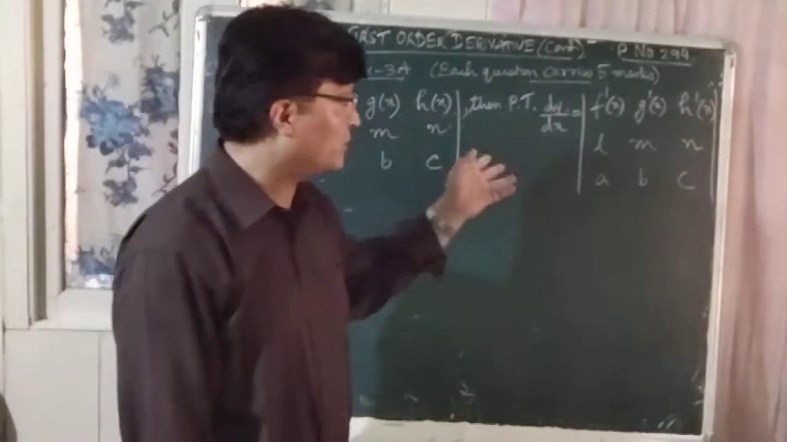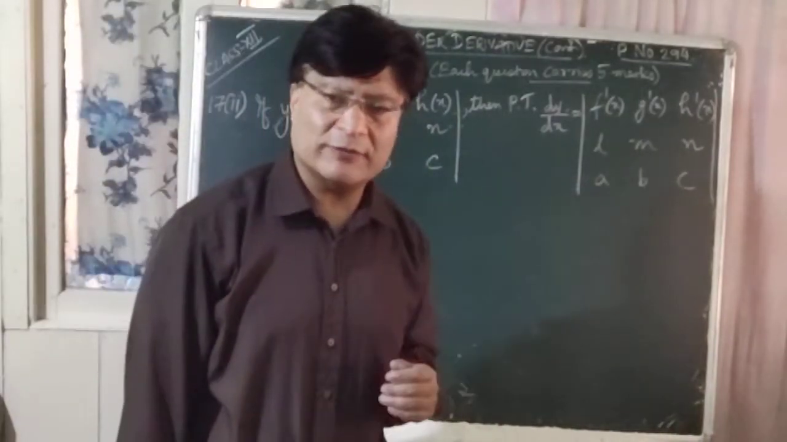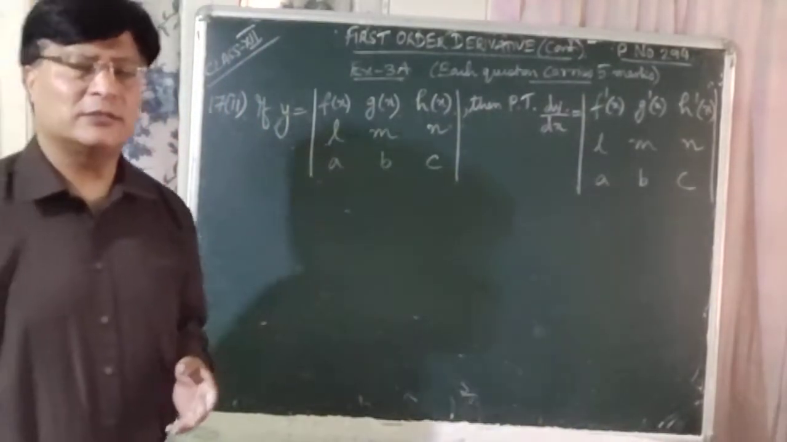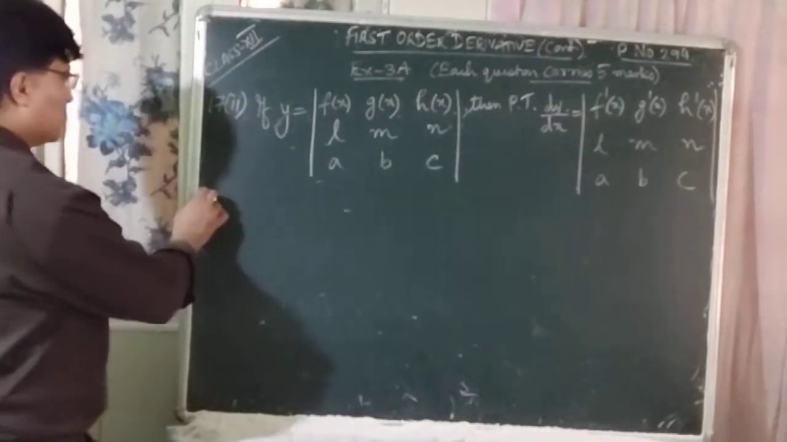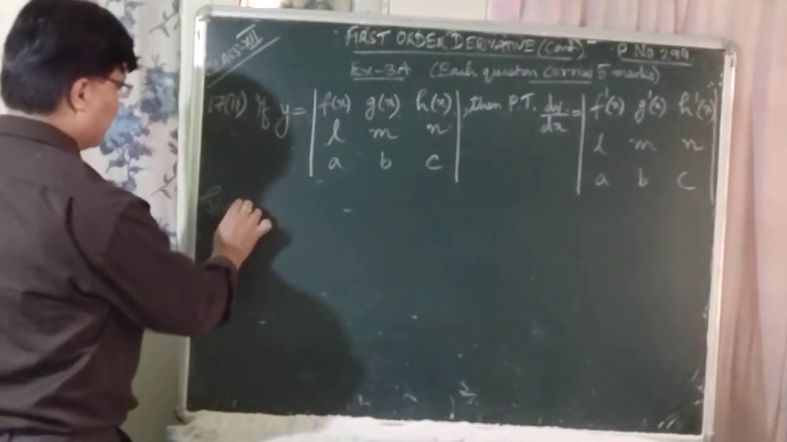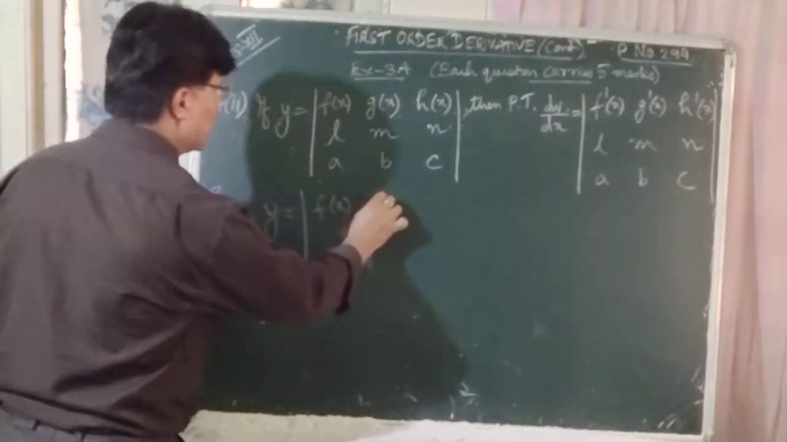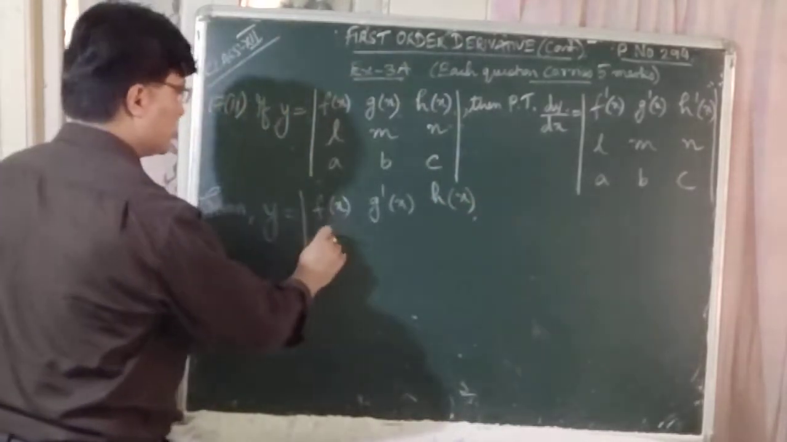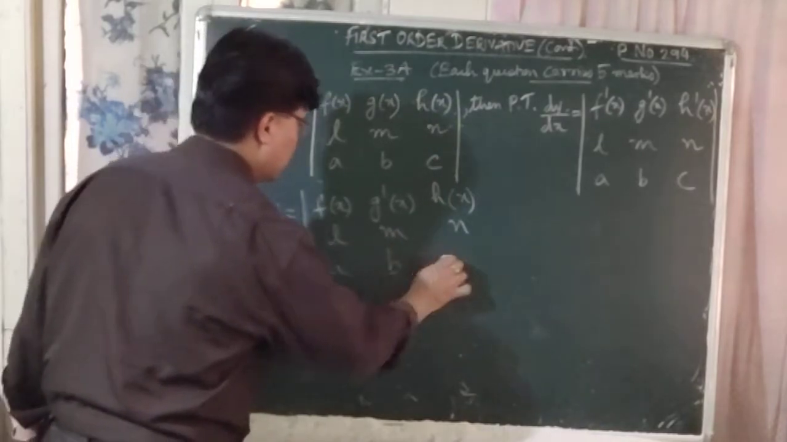with respect to x and prove that dy by dx is equal to, in the first row there is f dash of x, g dash of x, h dash of x, and the elements l, m, n and a, b, c are constant. They should remain same, right? So let us write down the given part here. What is given here? So y is equal to, this is your f of x, g of x, this is your h of x, so this is l, m, n, and this is your a, b, c.